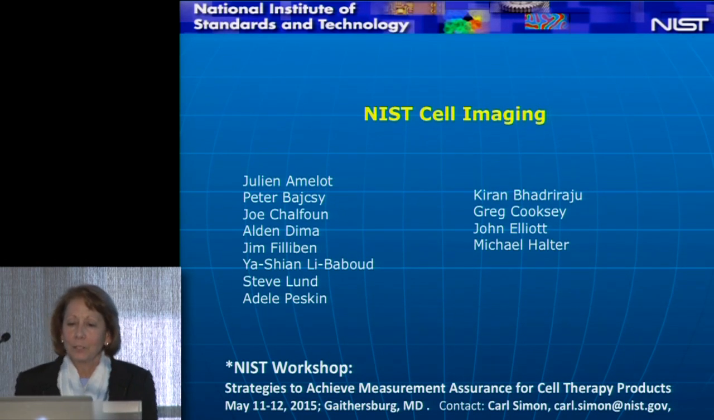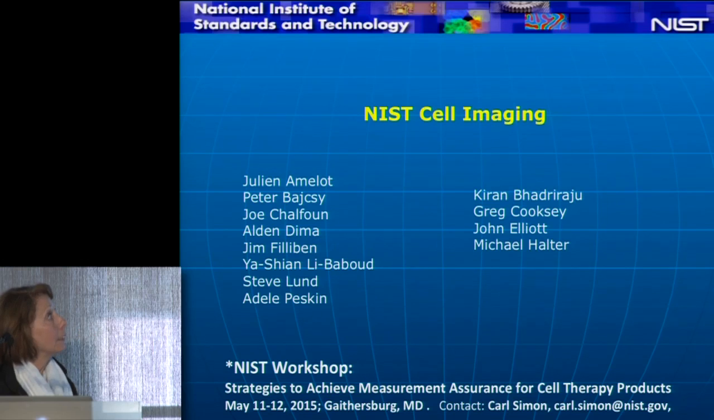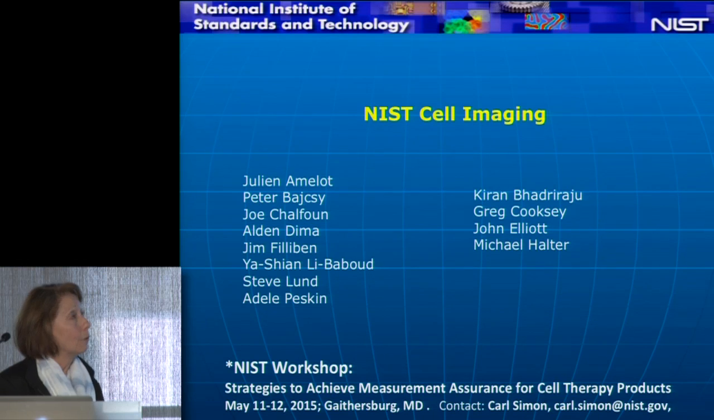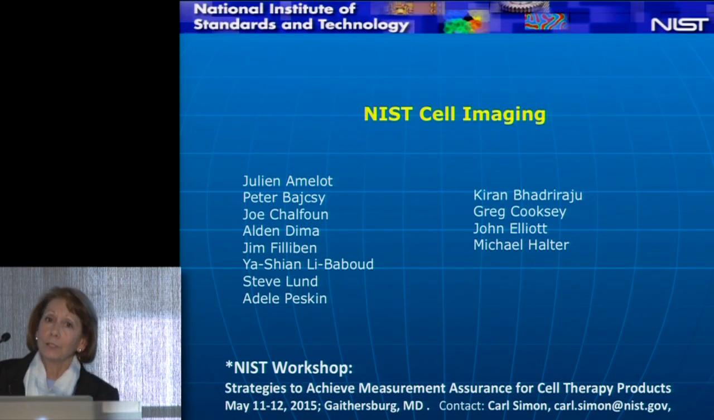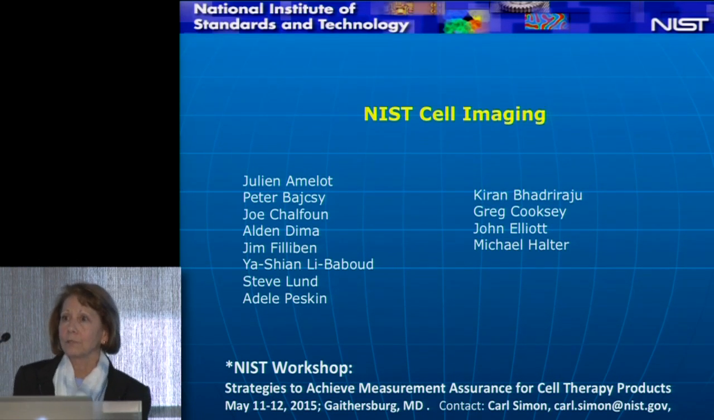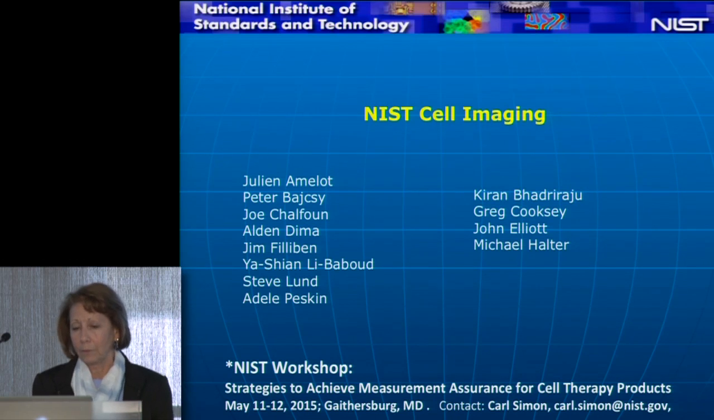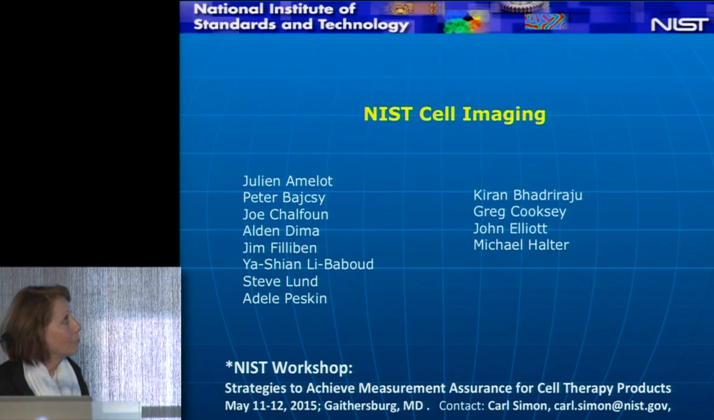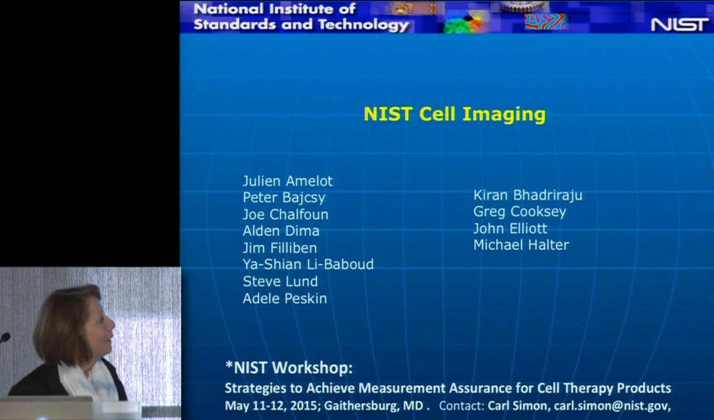I'd just like to acknowledge the people that have been involved in the imaging efforts. All of these folks are from our information technology laboratory at NIST. They've just been essential, incredible team that's been assembled to do all kinds of things, from stats to algorithm creation, and then our much smaller imaging team on this side.